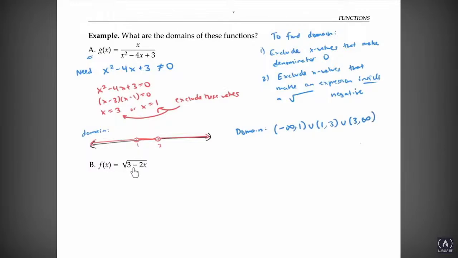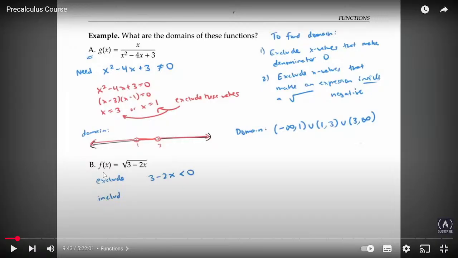In this second example, we don't have any denominator to worry about, but we do have a square root sign. So we need to exclude any x values that make 3 minus 2x less than 0. In other words, we can include... Oh, should I just equate that to 0?